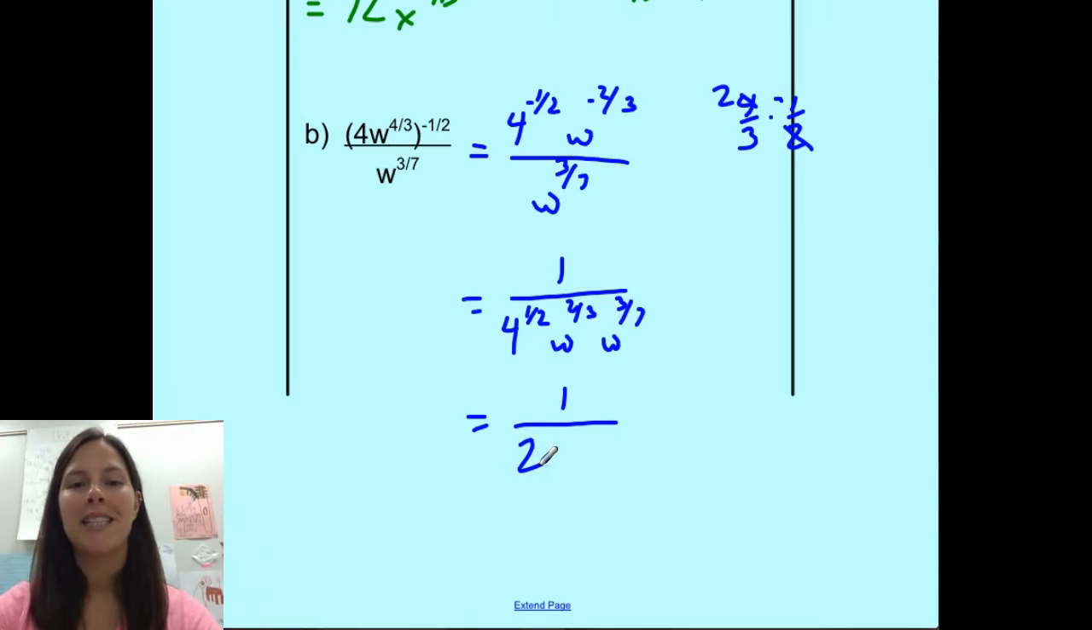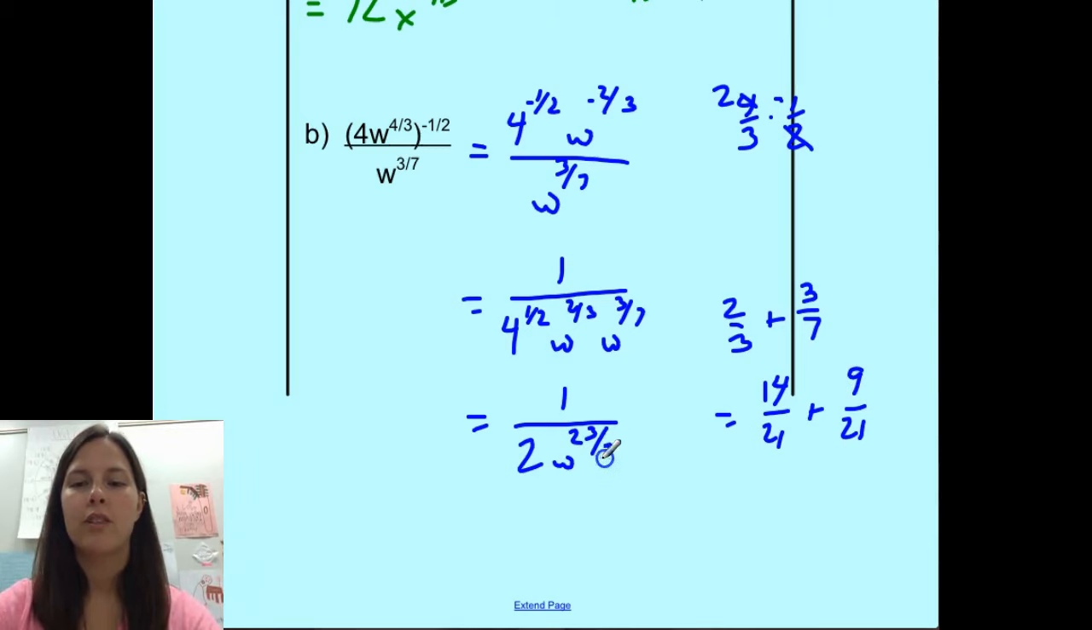And those powers we need to add again. We've got multiplication, which means we add the exponents, 2/3 plus 3/7. Our common denominator is 21. Multiplying that first fraction by 7 and the second fraction by 3, our power is 23 over 21.